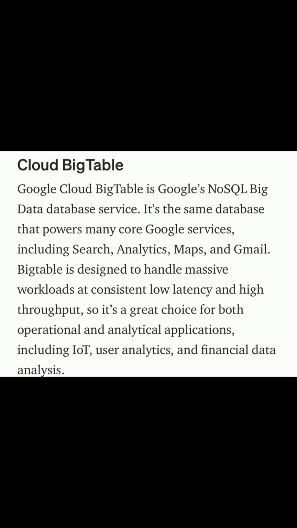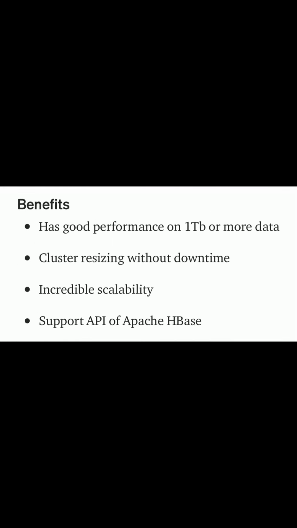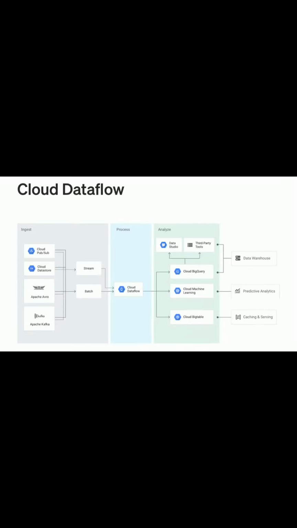The limitations are that it has really bad performance on less than 300 GB of data, doesn't suit real time, and doesn't support ACID operations. The maximum size of a single value is 100 MB. The maximum size of all values in a row is 256 MB. The maximum size of the hard disk is 8 terabytes. The benefits are good performance on 1 terabyte or more of data, cluster resizing without downtime, incredible scalability, and support for the API of Apache HBase.